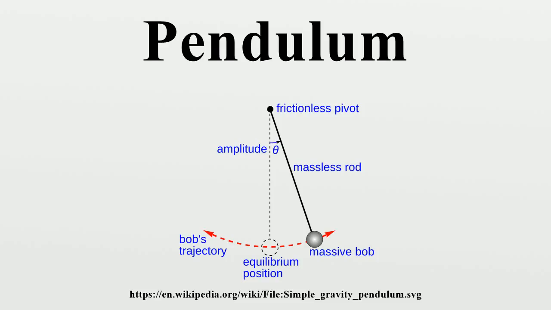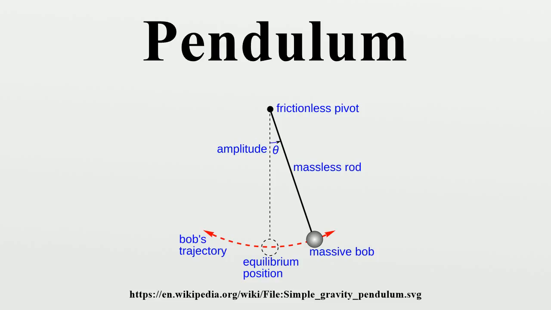The period depends on the length of the pendulum, and also to a slight degree on the amplitude, the width of the pendulum's swing. From its examination in around 1602 by Galileo Galilei, the regular motion of pendulums was used for timekeeping, and was the world's most accurate timekeeping technology until the 1930s.